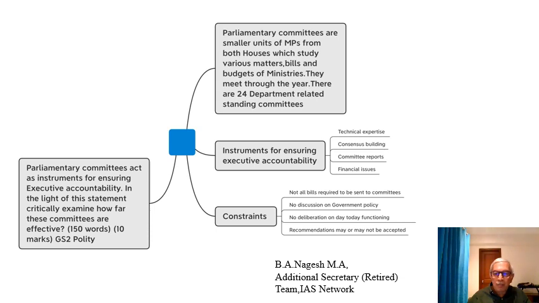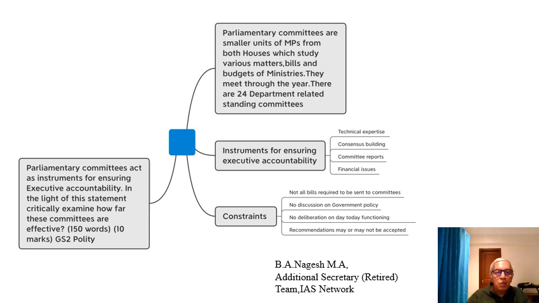Parliament is the legislature. In a parliamentary form of democracy, which we have taken from Britain, the executive is chosen from the legislature and answerable to the legislature. It remains in power so long as it enjoys the confidence of the legislature. Now, see the question: parliamentary committees act as instruments for ensuring executive accountability.